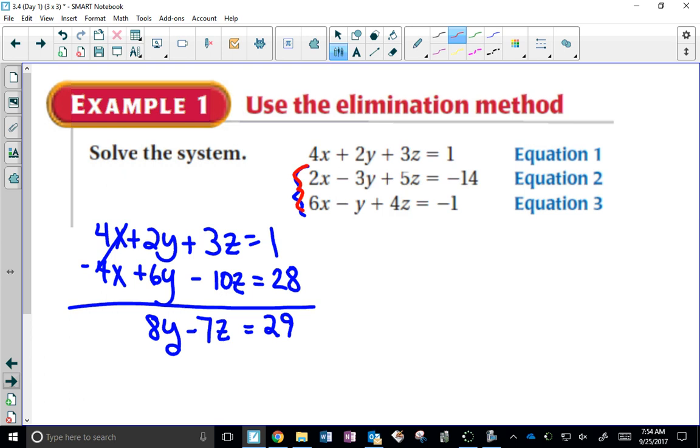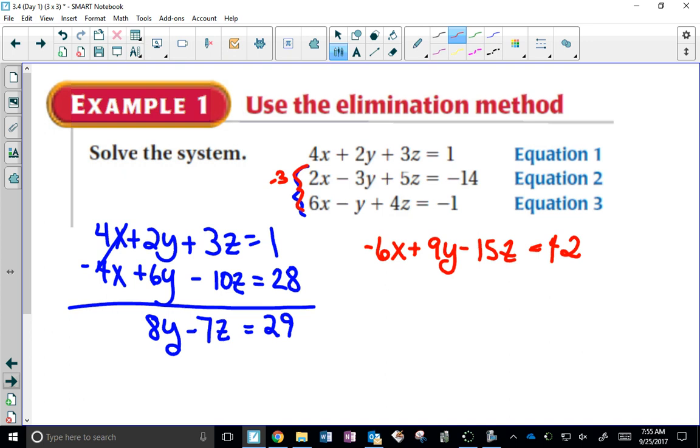I'm going to put these 2 together and multiply this by a negative 3 so that I'll get rid of the x's again. So that's going to give me a negative 6x, a positive 9y, negative 15z. Ooh, what's 3 times 14? 3 times 4 is 12. Carry the 1. 3, 42. Somebody confirm that for me. Is that right? Okay. I multiplied this one by negative 3 because I'm trying to get it to cancel with this 6x. So that was just that multiplied by negative 3.